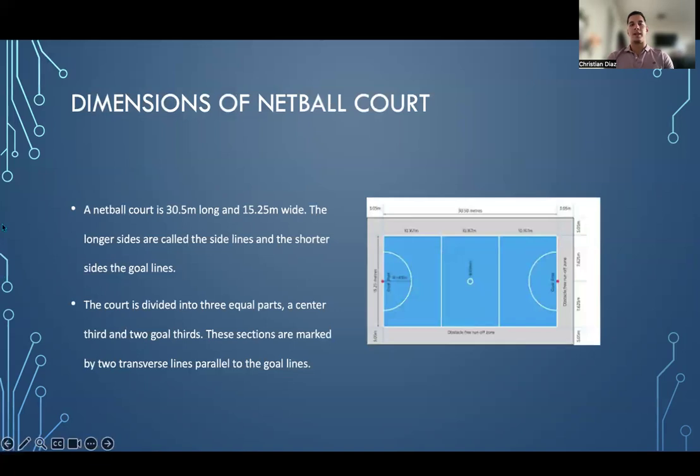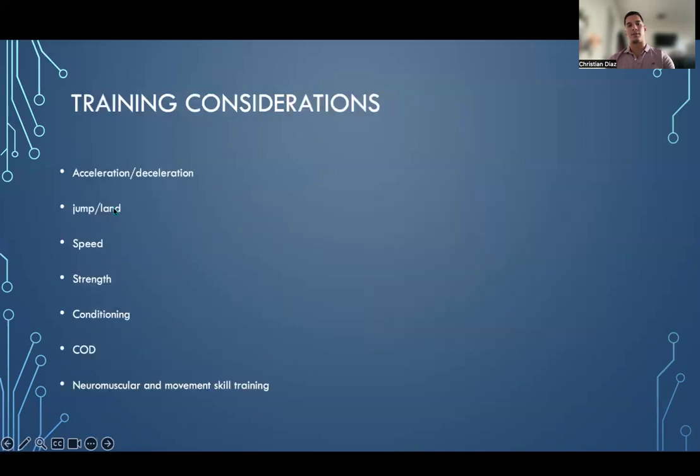The dimensions of a netball court, it's 30 meters long and 15 meters wide. The court is divided into 3 equal parts: a center third, and 2 goal thirds. These sections are marked by 2 transverse lines parallel to the goal lines. Some training considerations: acceleration and deceleration, jumping and landing, speed, strength, conditioning, change of direction, and very importantly, neuromuscular and movement skill training.